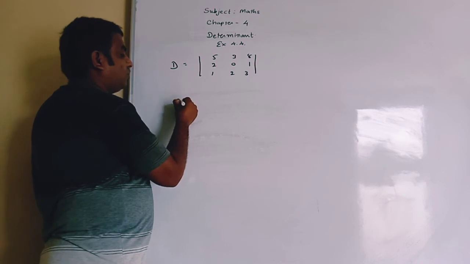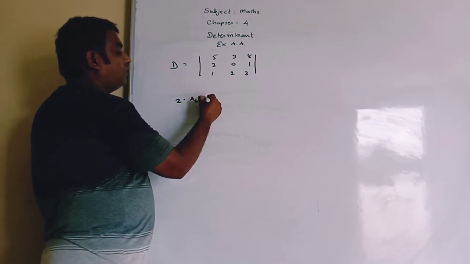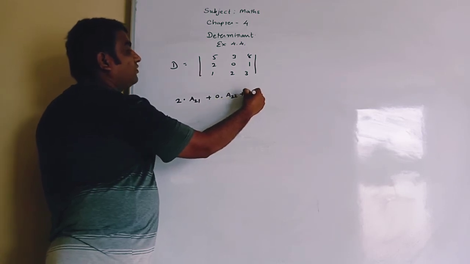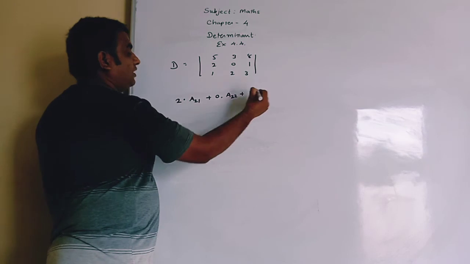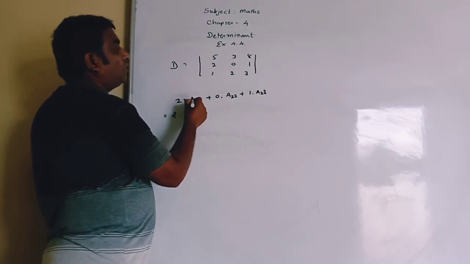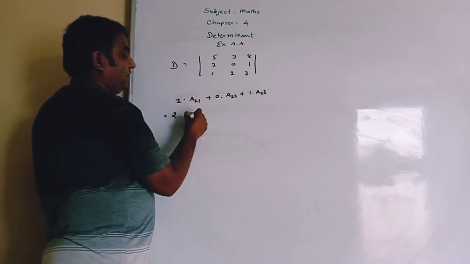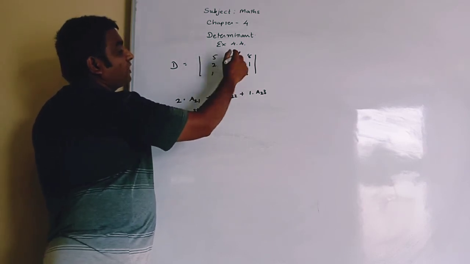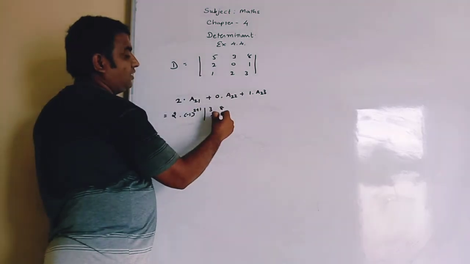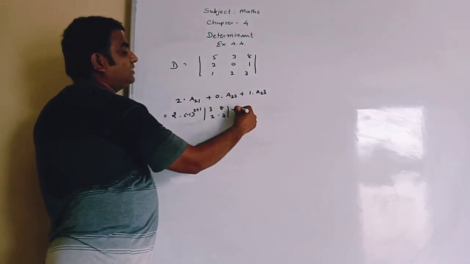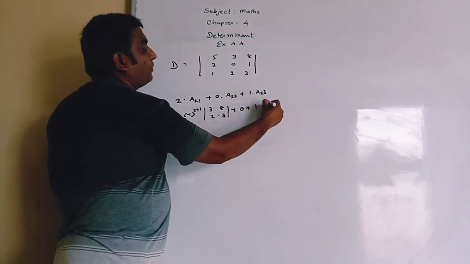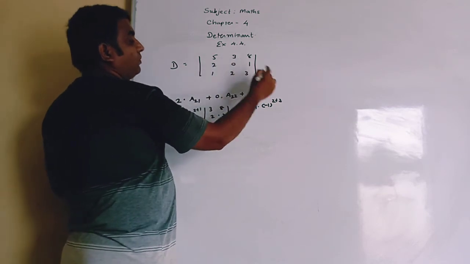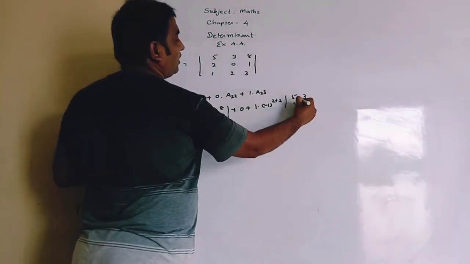And so we can write 2 into A21 plus 0 into A22 plus 1 into A23. So 2 into A21 means minus 1 raised to 2 plus 1, and the row and column containing 2 we remove, leaving 3 8 2 3. Plus 0 into anything, plus 1 into minus 1 raised to 2 plus 3, the second row and third column we remove, then 5 3 1 2.